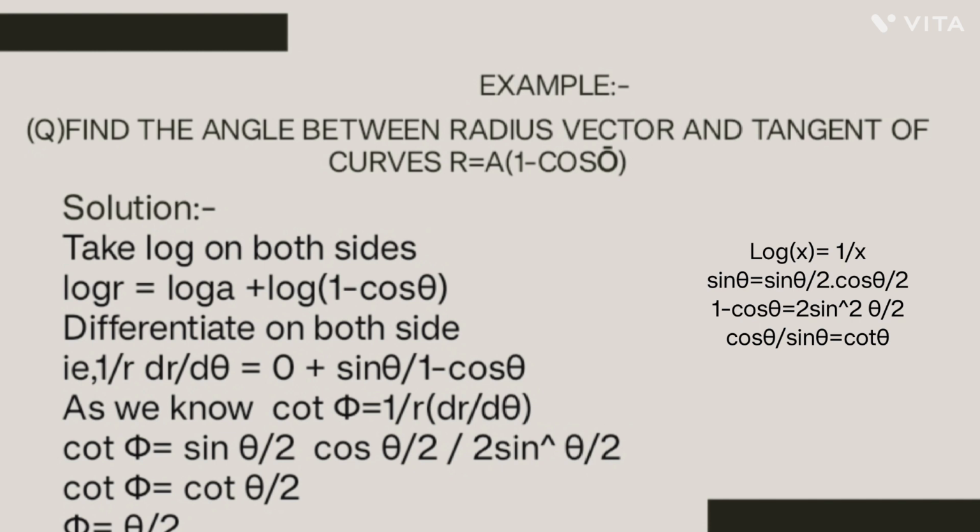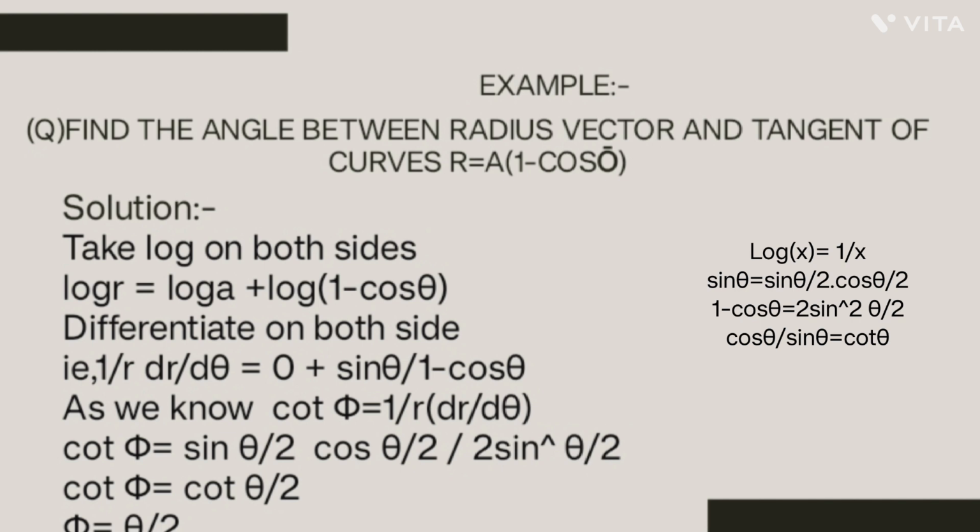1 by x is the formula. Therefore 1 by 1 minus cos theta. Cos theta differentiation is sin theta. Therefore sin theta divided by 1 minus cos theta. As we know that cot phi is equal to 1 by r dr by d theta, where we got here the log r differentiation is 1 by r dr by d theta, right?